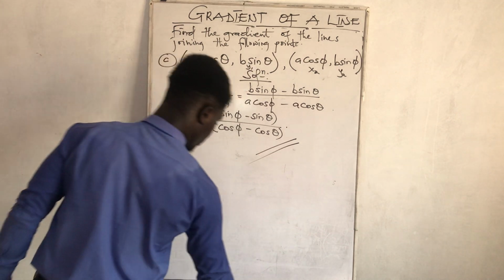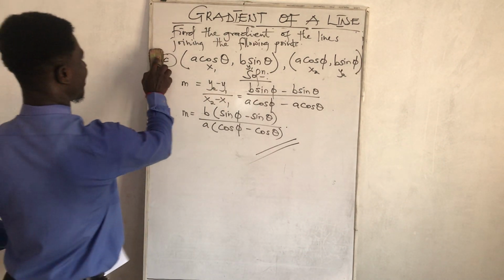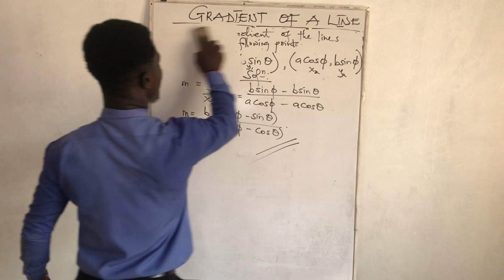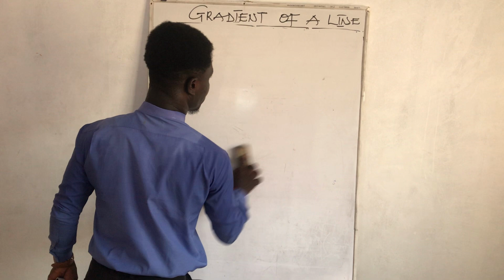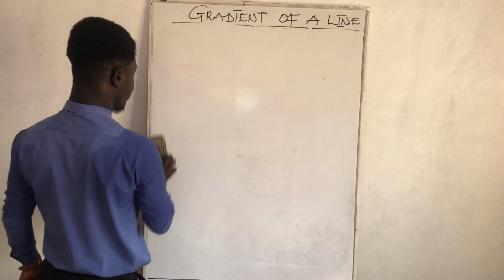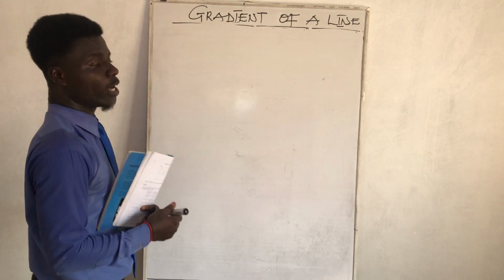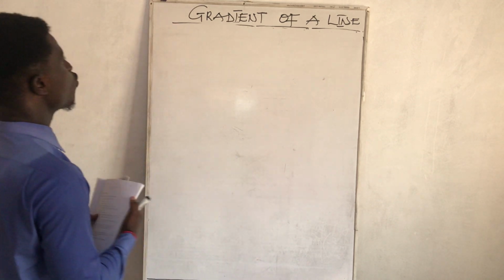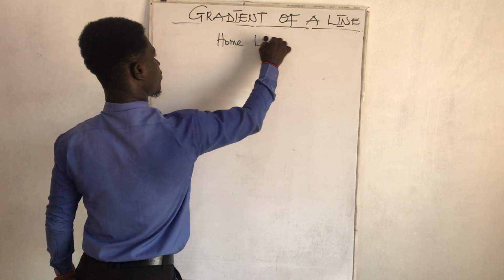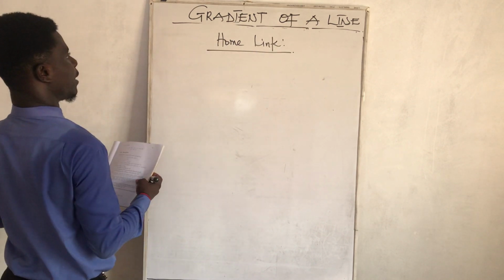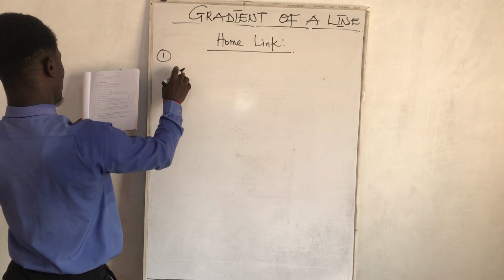Alright, so I'll give you your home link, then you go and try these questions. If you face any difficulty, kindly WhatsApp me or kindly drop it at the comment section so that I can read your problem. Alright, so we'll end our tutorials here. So I'm giving you home link to try. So home link, question 1 for the home link.